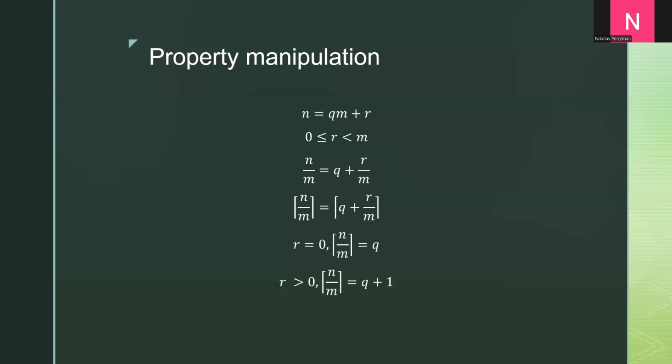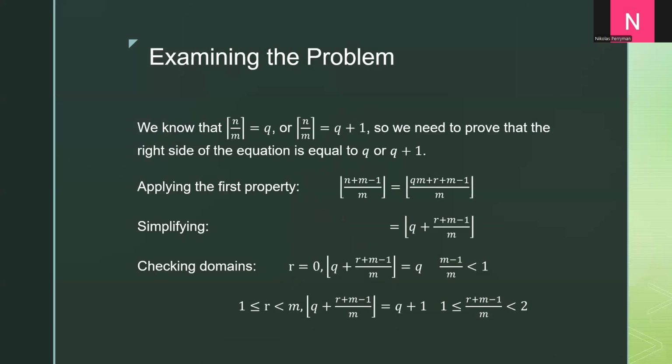So when r equals 0, then the ceiling of n over m is just going to equal q. And when r is greater than 0, it'll equal q plus 1. Now, going back and looking at the problem, we've basically got the left side of the equation already figured out. And now we need to prove that the right side of the equation is also equal to q or q plus 1. Ideally, both.